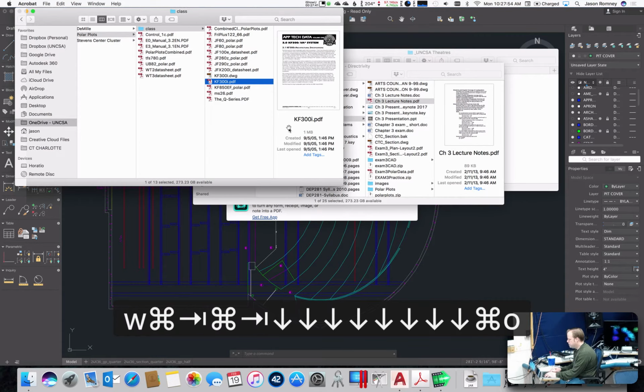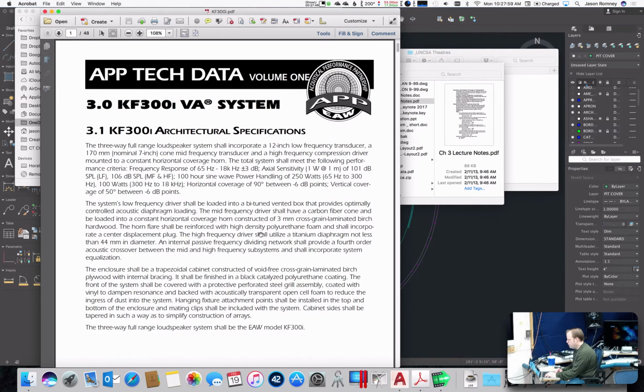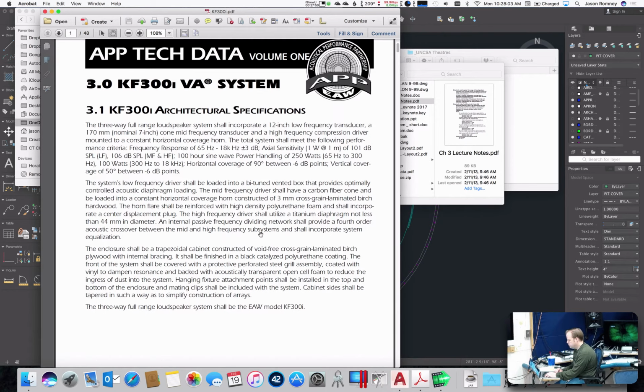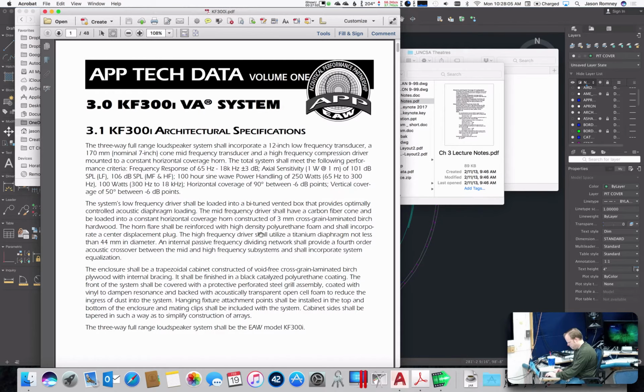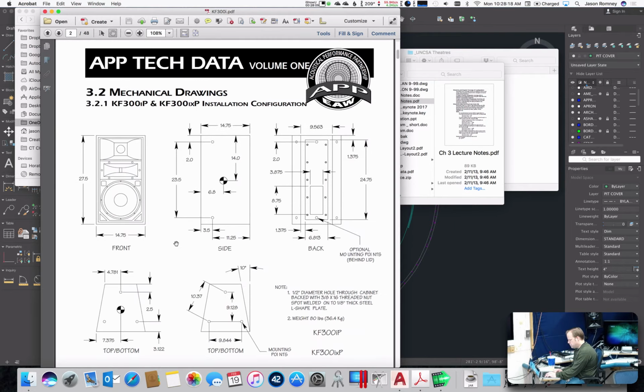So it's called a KF300. Here is the data sheet on it. You can see horizontal, it says 90 degrees between 6 dB down points. Vertical is 50 degrees between 6 dB down points. So that's it in all its glory.